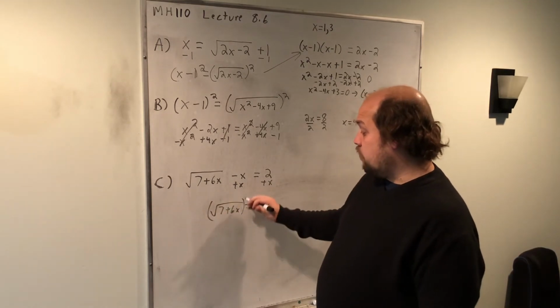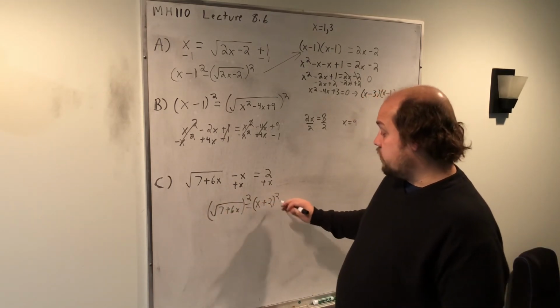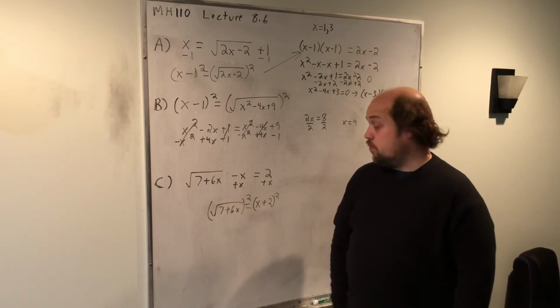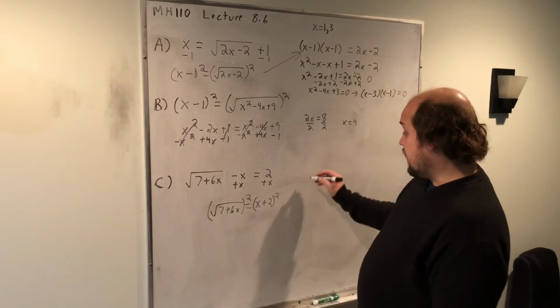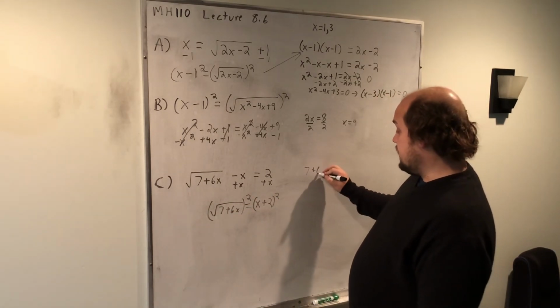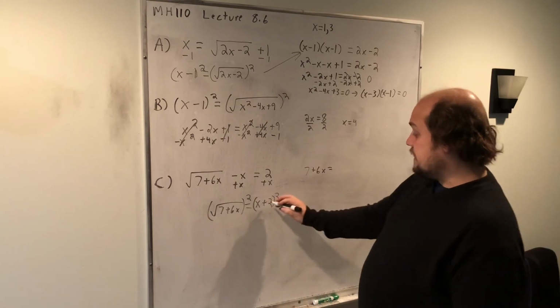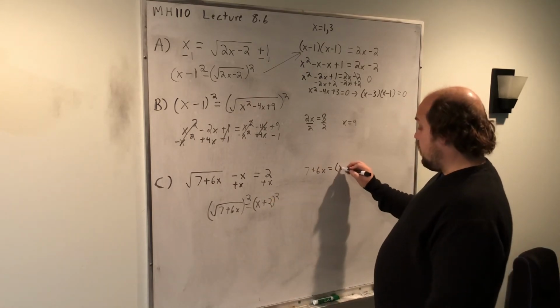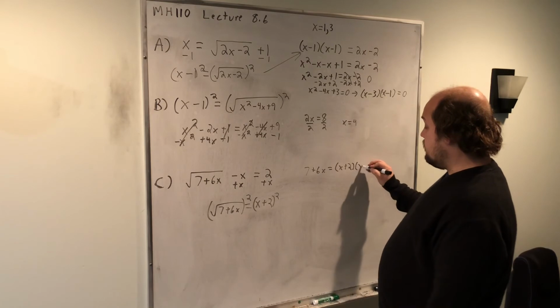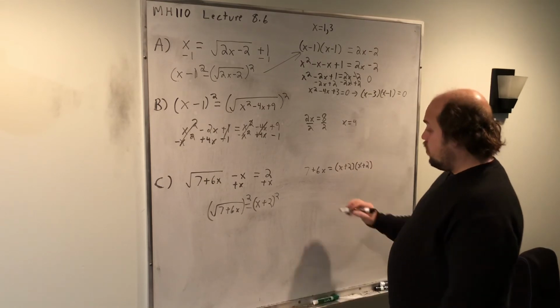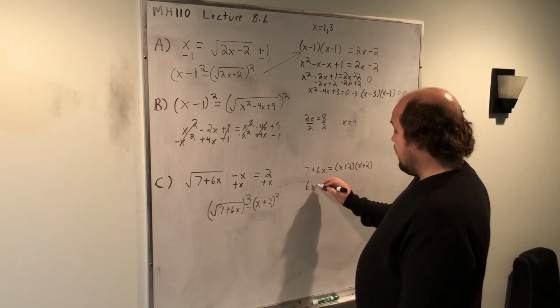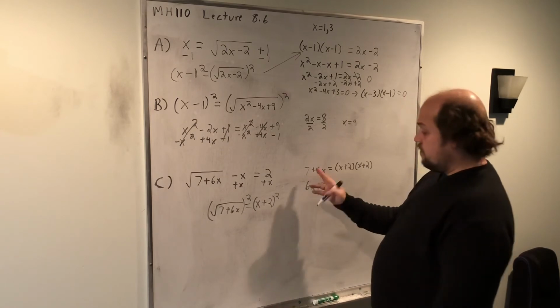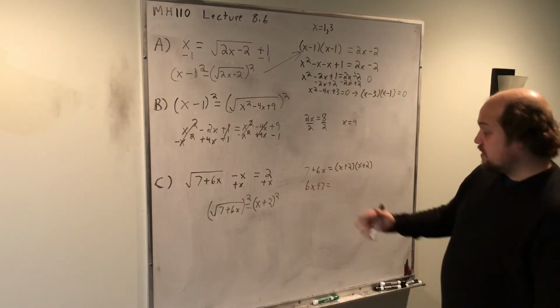I now have the root isolated, so I can square both sides. That'll get rid of the root in the problem. So the left-hand side becomes 7 plus 6x. The right-hand side is x plus 2 squared, or x plus 2 times x plus 2. When I square that out, on the left I still have 6x plus 7. I'm just rearranging it so that the x terms come first.